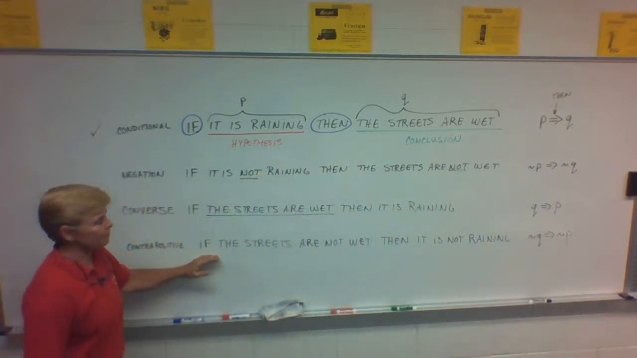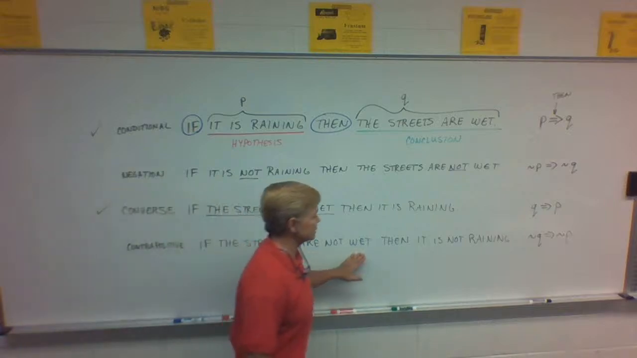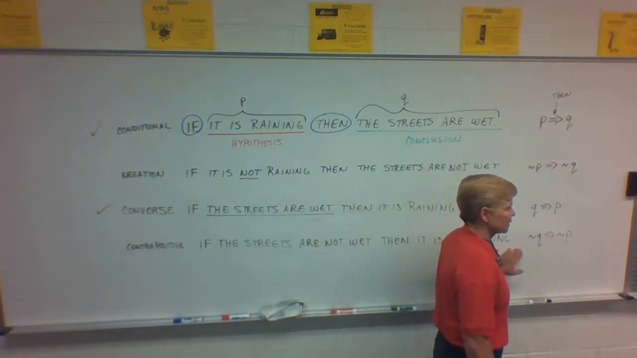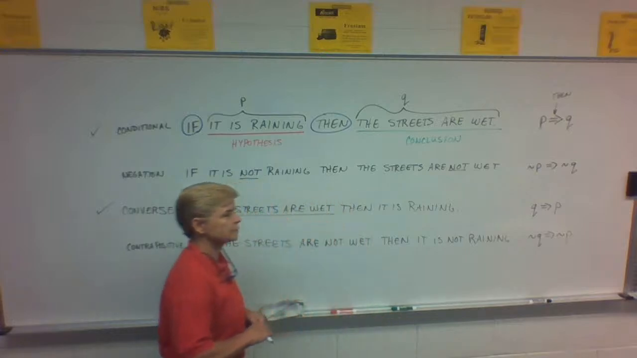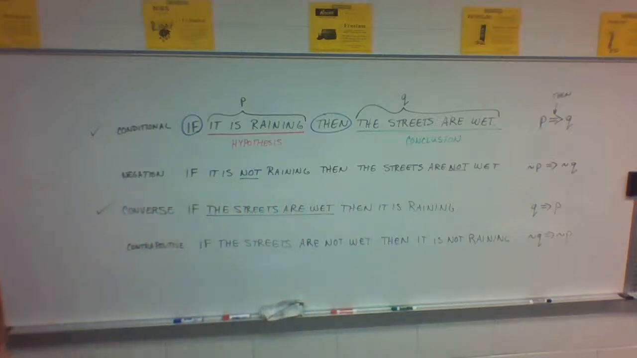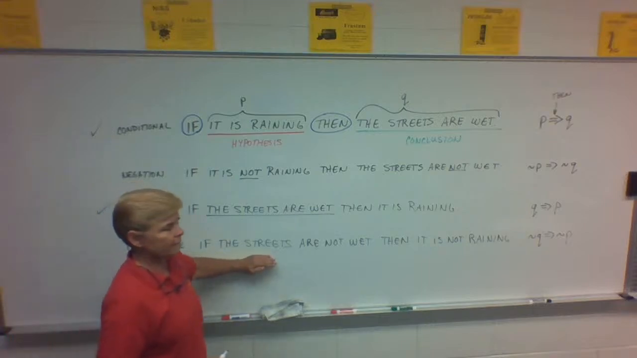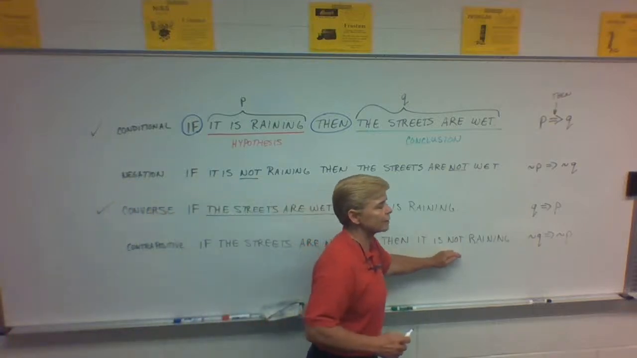Now, think about this one. If the streets are not wet, then it is not raining. It could be true. Could it be false? The streets are not wet. Does that mean it's not raining? That could be incorrect. It does, because if it were raining, they'd be wet. The streets are not wet. They are dry. Does that mean it's not raining? Yes, it does.